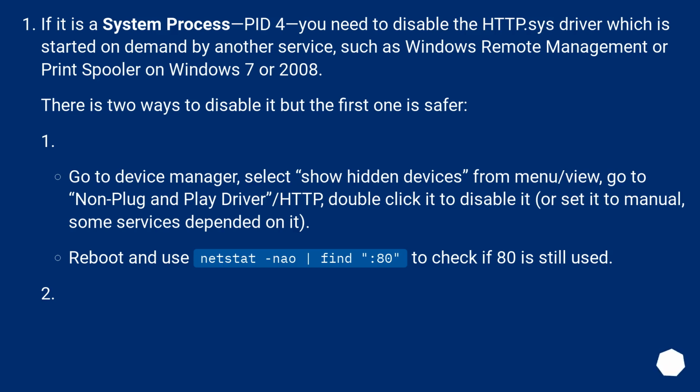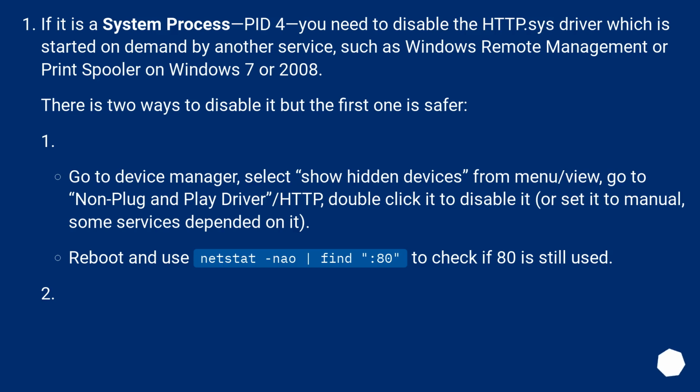There are two ways to disable it, but the first one is safer. 1. Go to Device Manager, select Show Hidden Devices from menu/view, go to Non-Plug and Play Driver/HTTP, double-click it to disable it, or set it to manual, since some services depend on it. Reboot and use netstat -ano, find column 80 to check if 80 is still used.